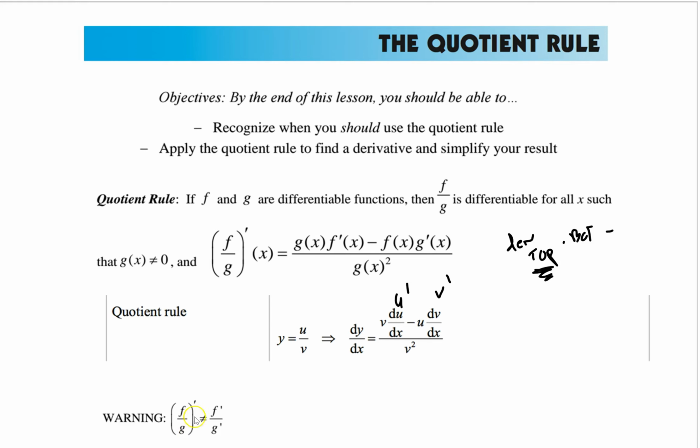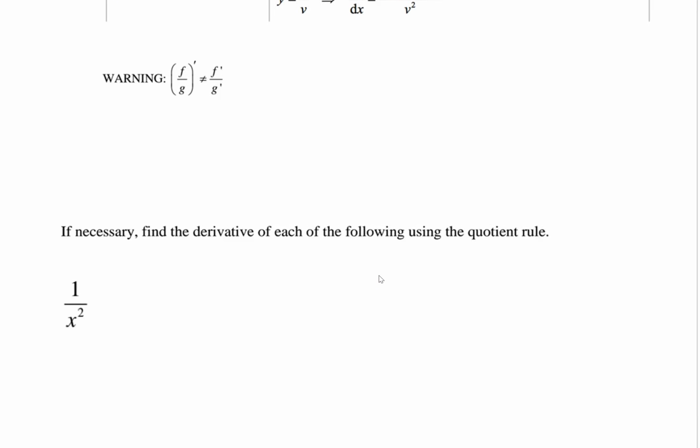So keep in mind, just like product rule, don't be lazy. That's always what happens when people get lazy, right? You don't just take the derivative of each one. It does not work that way. It doesn't work that way, right? So if it's a quotient rule, use this whole formula. So let's just get into it.